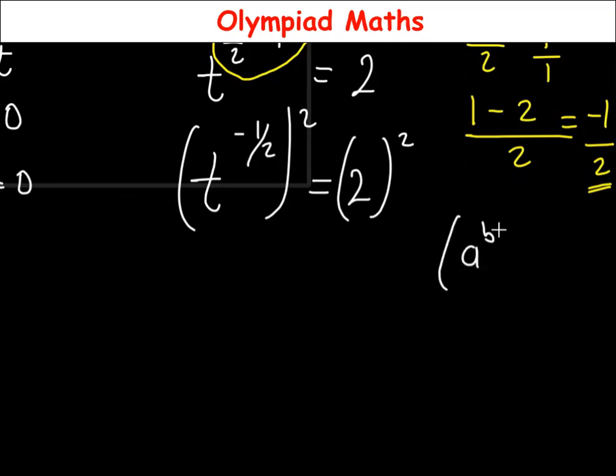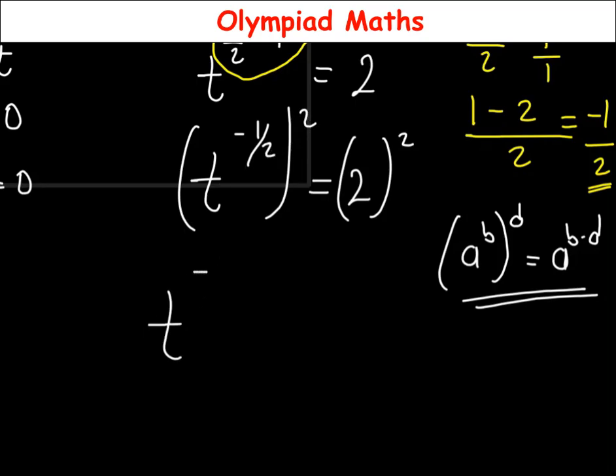To solve for the value of t, if you have (a raised to power b) to the power d, this is equal to a raised to power b times d. Applying this rule, t raised to the power minus 1 over 2 times 2 is equal to 2 squared, which is 4. Now 2 divided by 2, what you have is t raised to the power minus 1 is equal to 4.